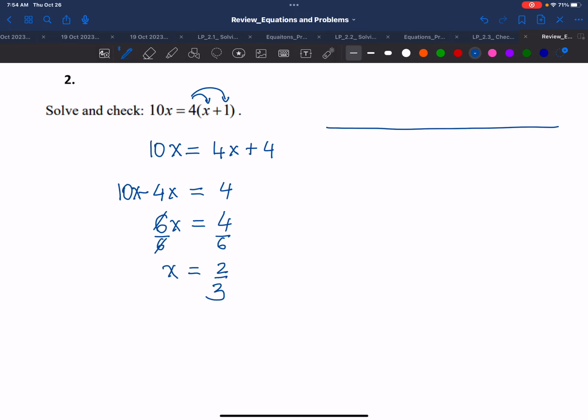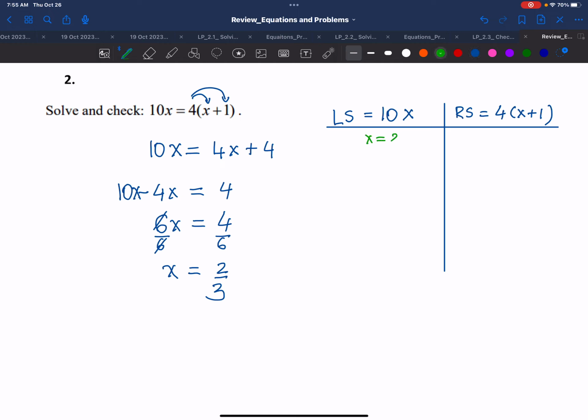Now, to check the solution, we build a small little t-chart. So the way this works is we write the left side in one column and the right side in the other. And we have to write the equation as is. And then we evaluate at x equals 2 over 3. So if x equals 2 over 3, then the left side will become 10 times 2 over 3. The right side will become 4 times 2 over 3 plus 1.